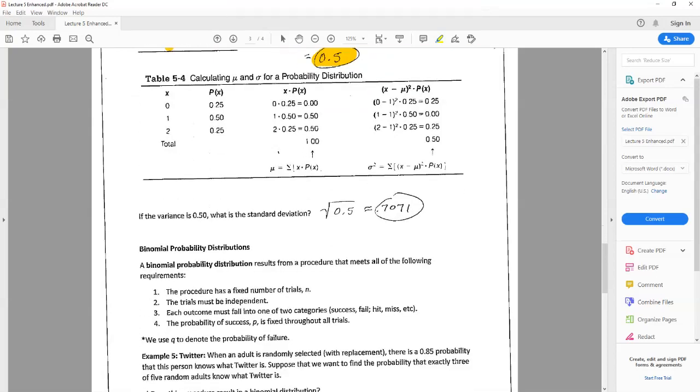And if the variance is 0.5, what would the standard deviation be? Well, you would just take the square root of 0.5, and that would be approximately 0.7071.